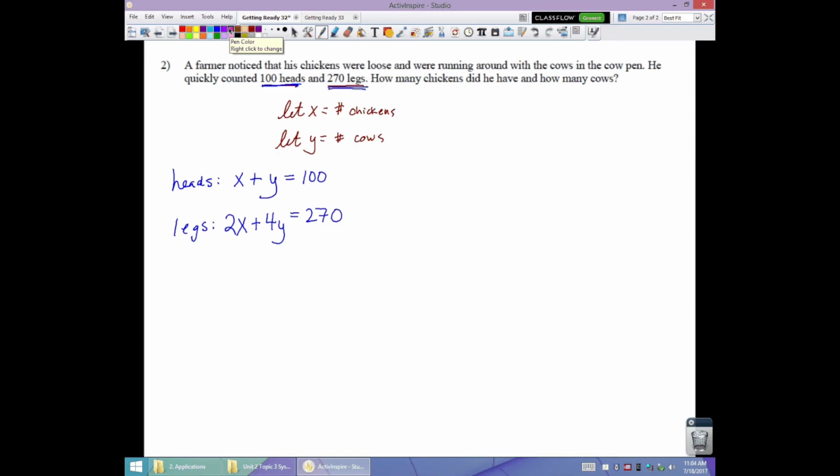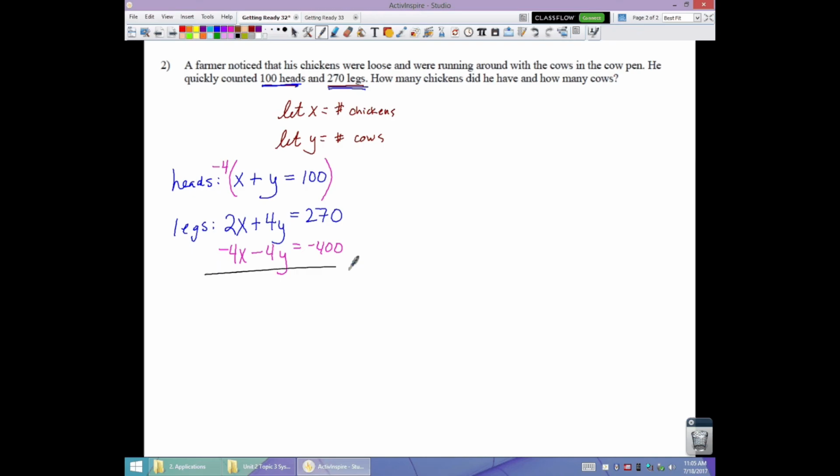Now again, we're using elimination. So we need to turn one set of variables, either the x's or the y's, into opposites. Either one would be pretty simple. If I multiply the top equation by -2, then I have opposites for x's. I did that last time, so this time I'm going to eliminate my y's. So that means I would want to multiply this top equation by -4. Remember to do it to everything on both sides of the equation. So that's -4 times x is -4x. -4 times y is -4y. And -4 times 100 is -400.